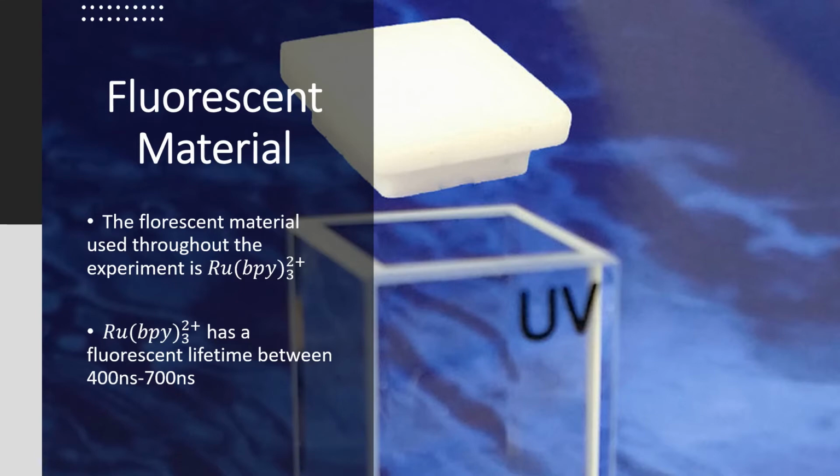So the fluorescent material that we chose for testing is called RuBiPi. It's an organic molecule that has a fluorescent lifetime between 400 nanoseconds and 700 nanoseconds, which allows us to see the very edge of our project specifications.